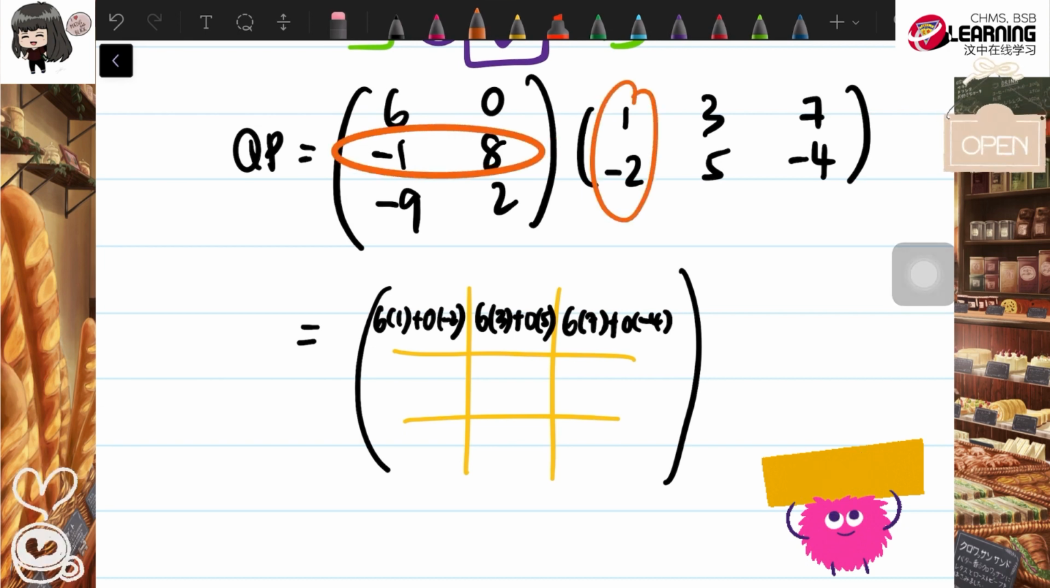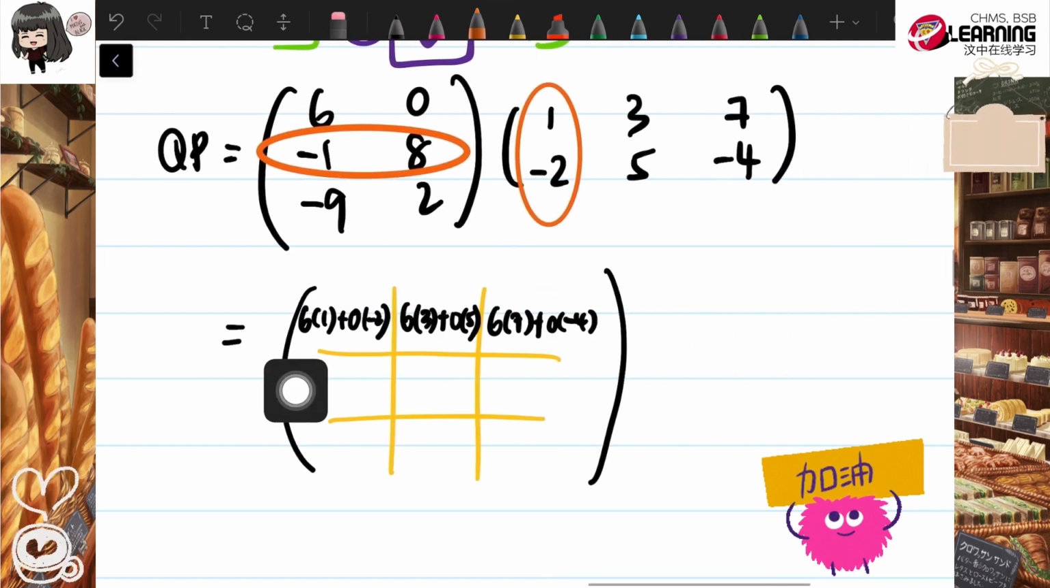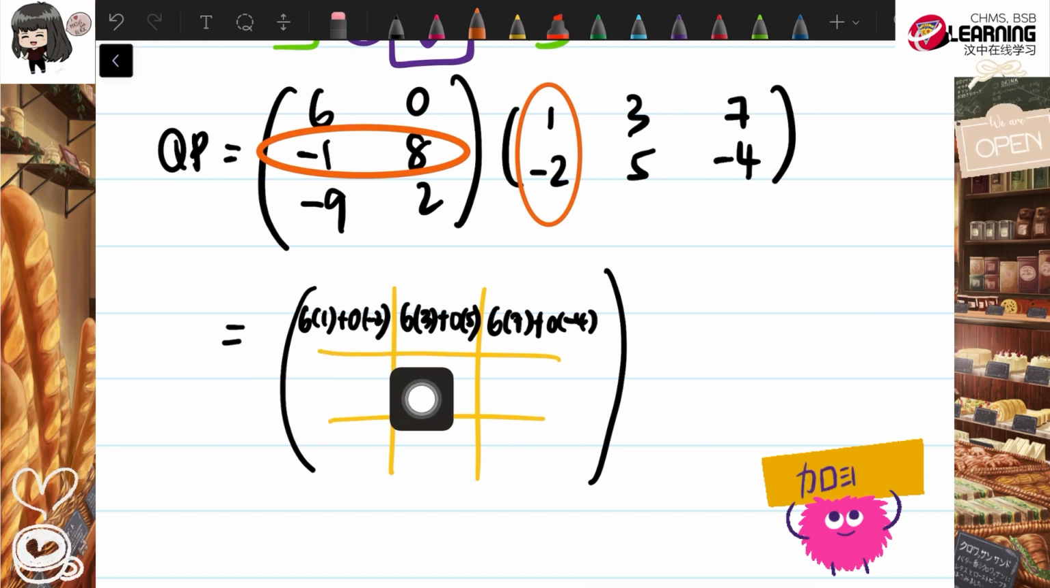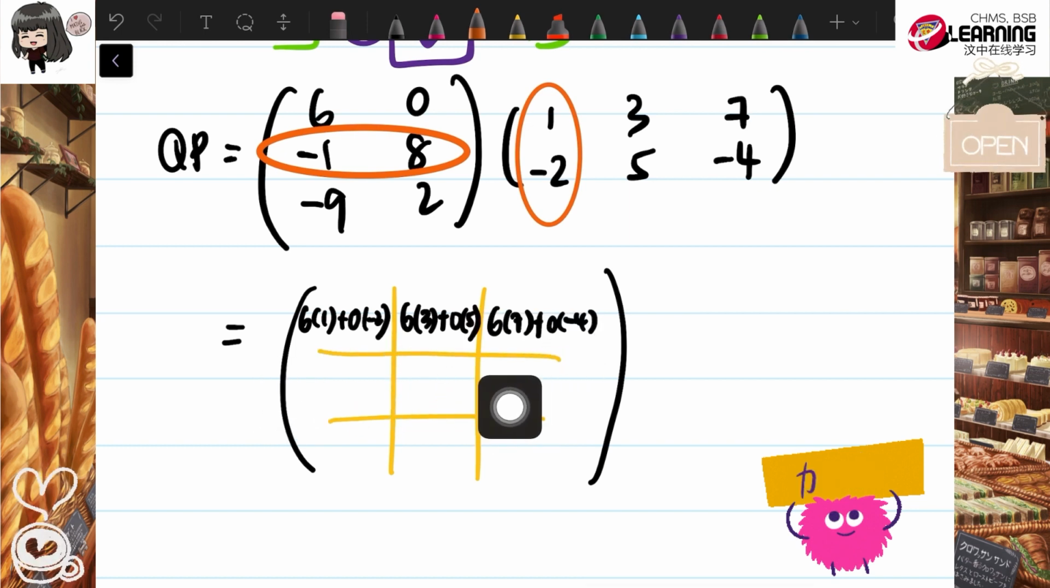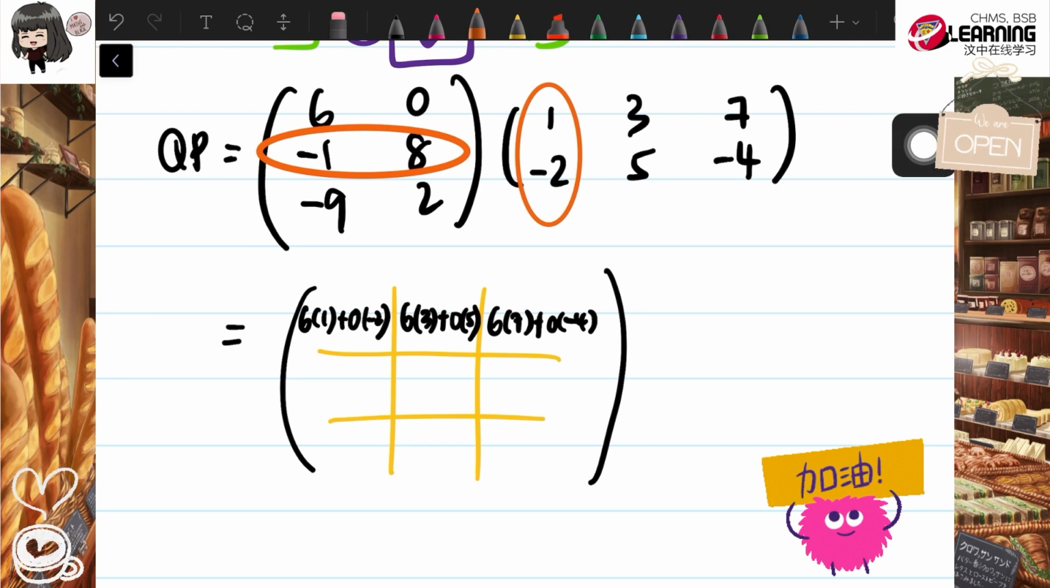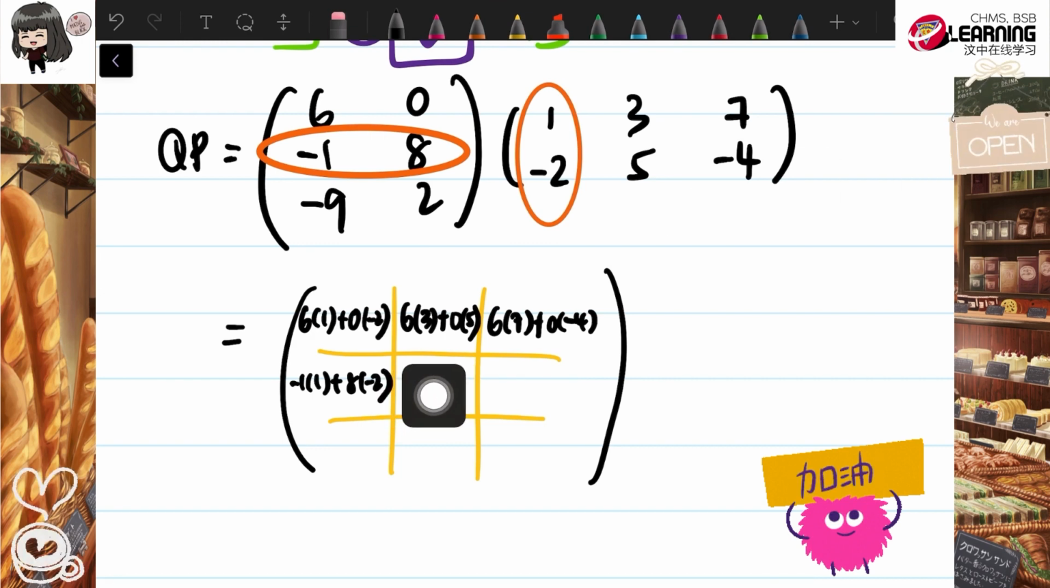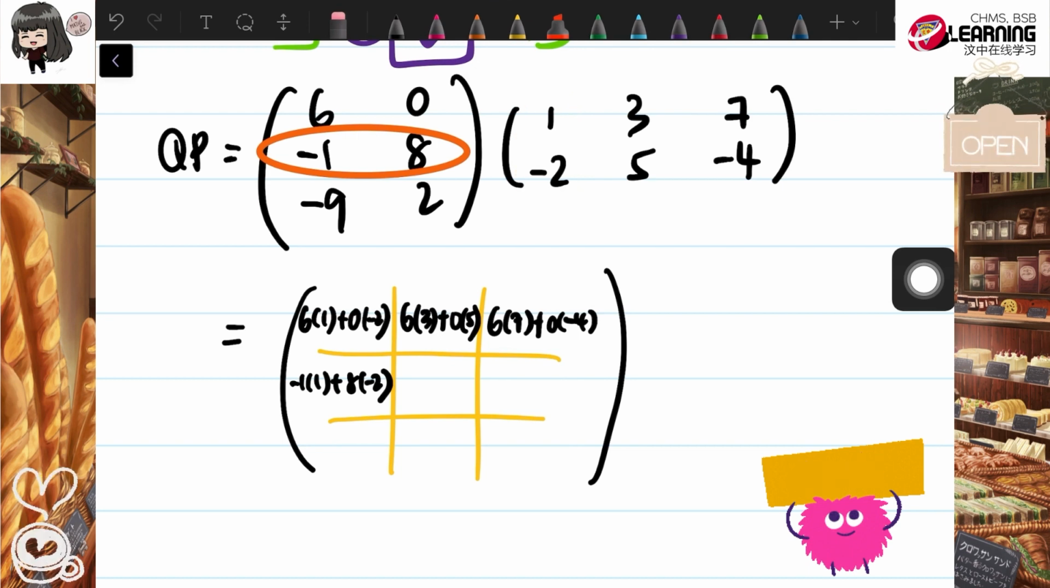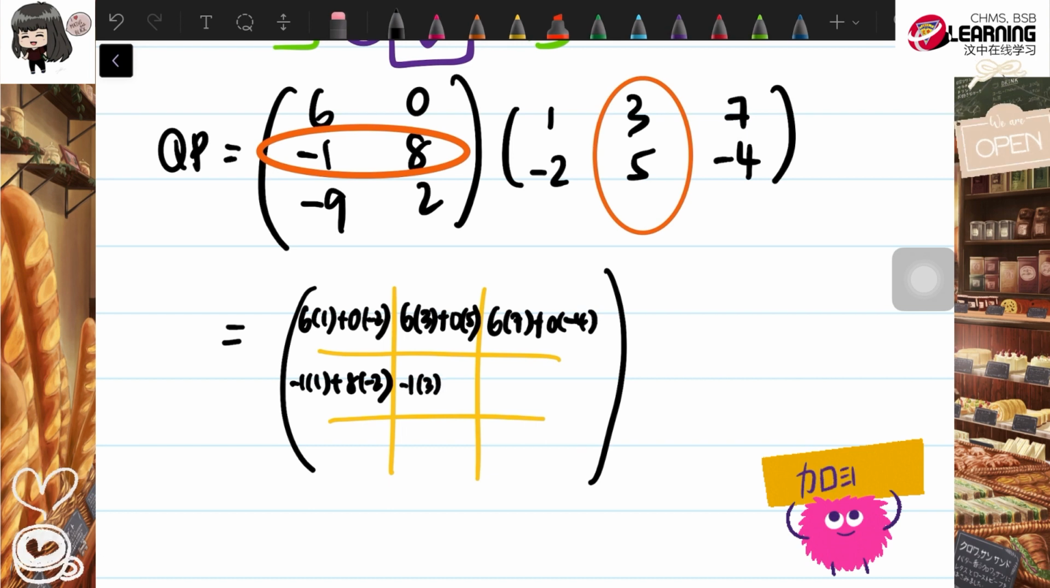Second row with first column is here. Second row, first column, second row, second column, second row, third column. Okay, second row, first column: negative 1 times 1 plus 8 times negative 2. Okay, and here is my second row, second column. I switch this one to here in the next column. So negative 1 times 3 plus 8 times 5.